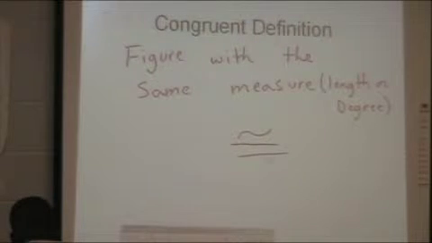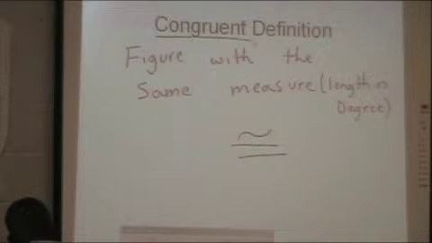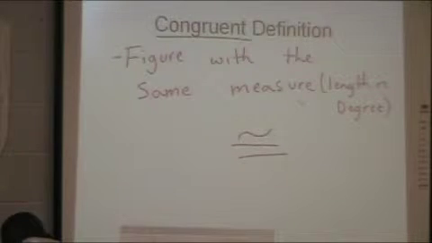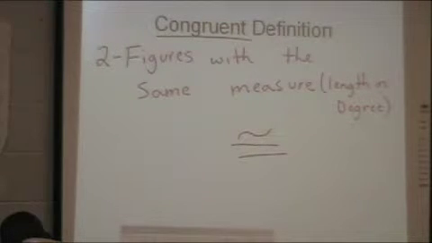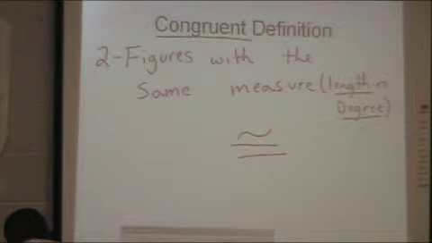Alright, so I want y'all to have the definition of the word congruent. Congruent is two figures with the same measure. And by measure, I mean length or degree. So two sides might be 10 feet each, so they're congruent. Or two angles might be 20 degrees each, so they're congruent.